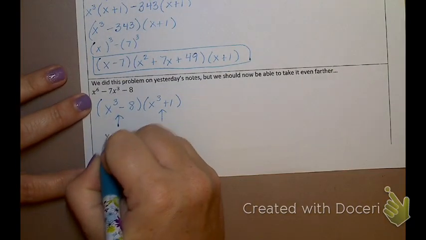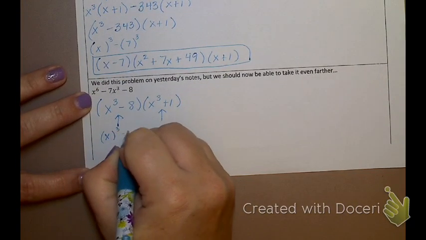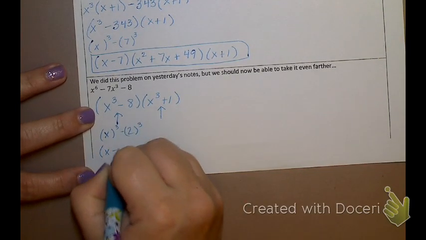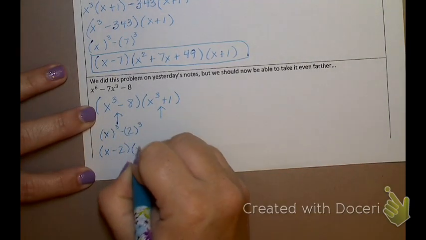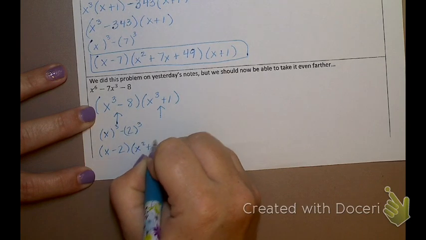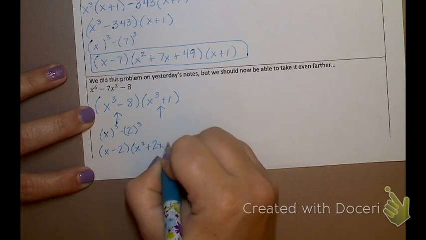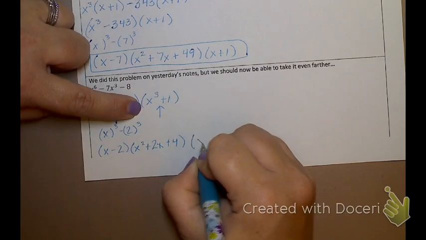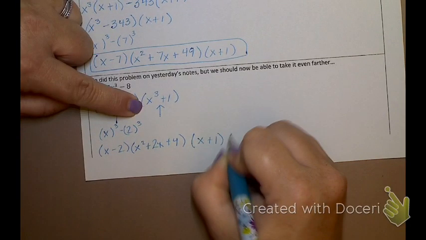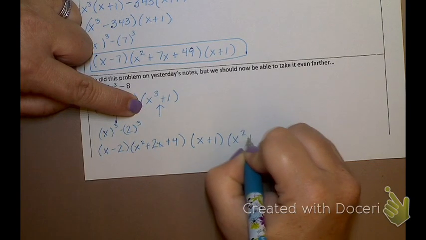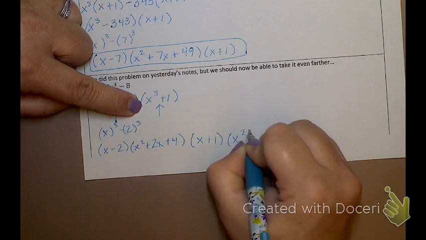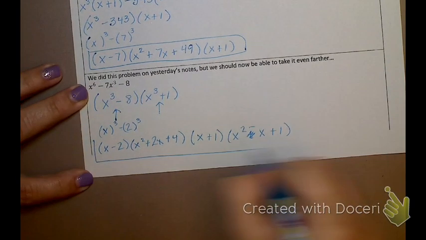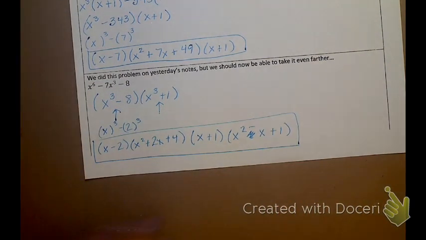I have x to the third minus 2 to the third. So that's going to become x minus 2, x squared, there's my bell, plus 2x plus 4. And this one will be x plus 1, x squared plus 1x, I'm sorry, minus 1x plus 1. So that one factors to that whole thing.